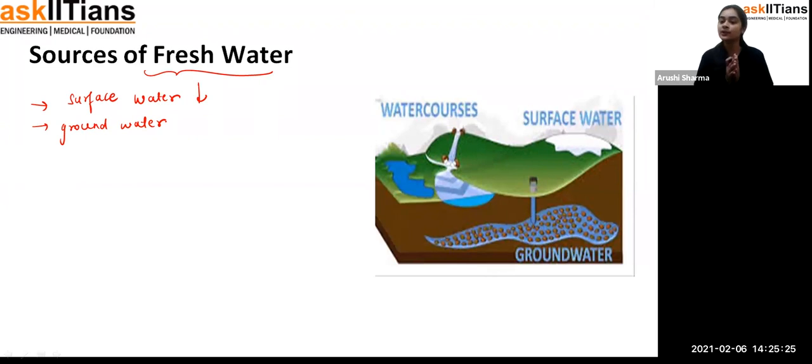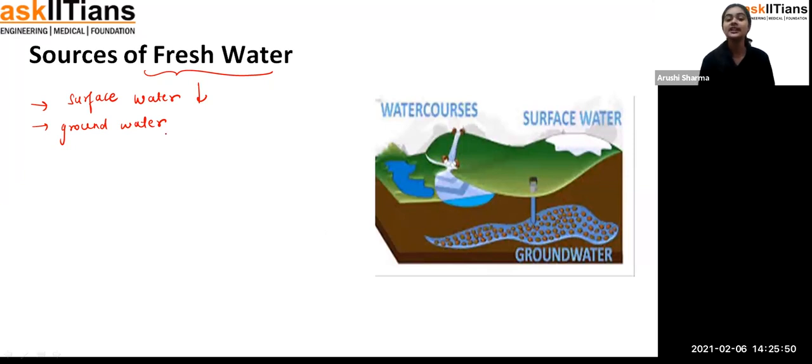Rainfall is fresh water only, and we can use that water for our work, for drinking as well. So, students, when rainfall happens, the water gets collected in ponds, rivers, or lakes. That is called surface water. From there we are getting a fresh water source. As you can see here, these are the rivers over the surface. That's why we call it surface water.